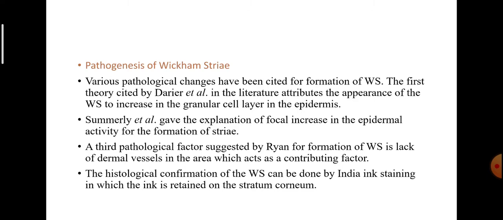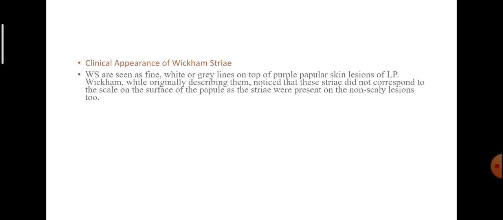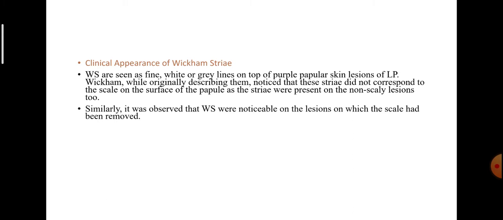The histologic confirmation of Wickham Striae can be done by India ink staining, in which the ink is retained on the stratum corneum. Clinical appearance. Wickham Striae are seen as fine white or grey lines on top of purple papular skin lesions of lichen planus. Wickham, while originally describing them, noticed that these striae did not correspond to the scale on the surface of the papule, as the striae were present on the non-scaly lesions too. Similarly, it was observed that Wickham striae were noticeable on the lesions on which the scale had been removed.